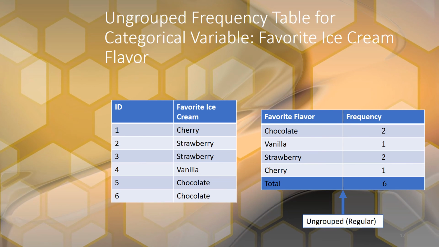I'm going to talk about an ungrouped frequency table versus a grouped frequency table. And first off, here we have an ungrouped frequency table. So it's just the individual categories and their frequencies.